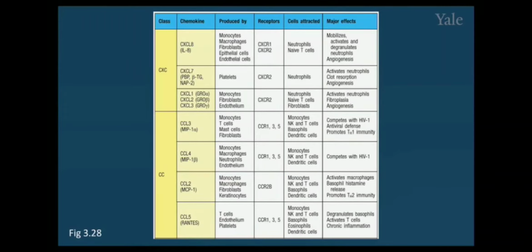And finally, you also have examples of CCL2 and CCL5, which are responsible for recruiting a whole skew of different subtypes of immune cells and are really important in Th2 immunity and recruitment of basophils.